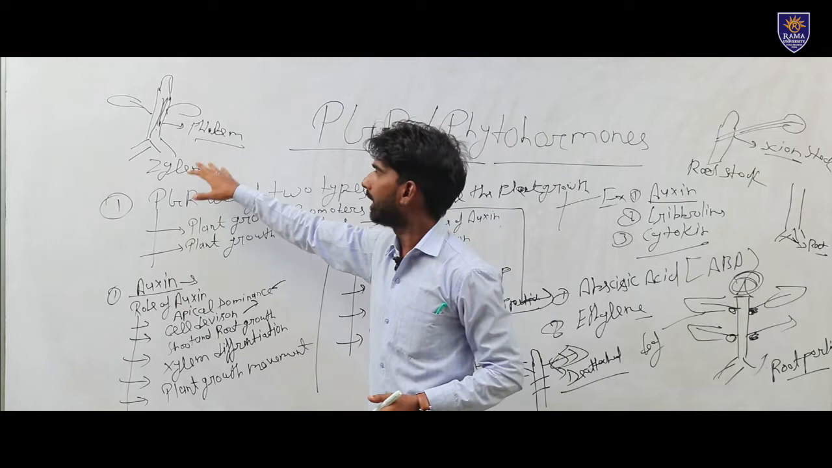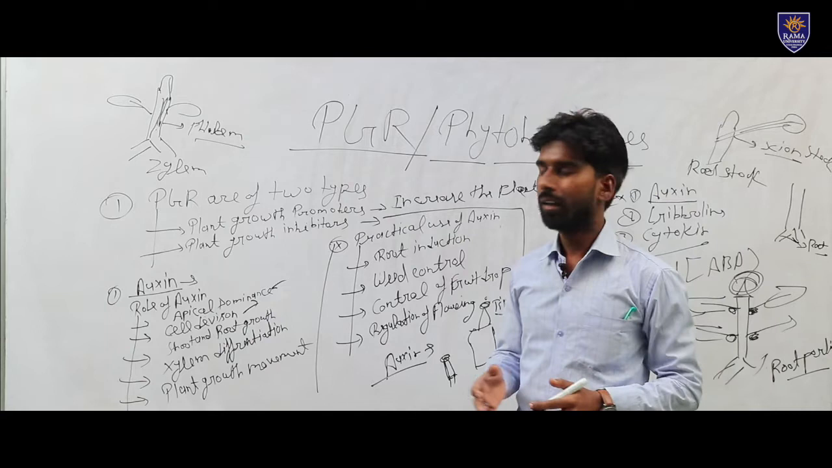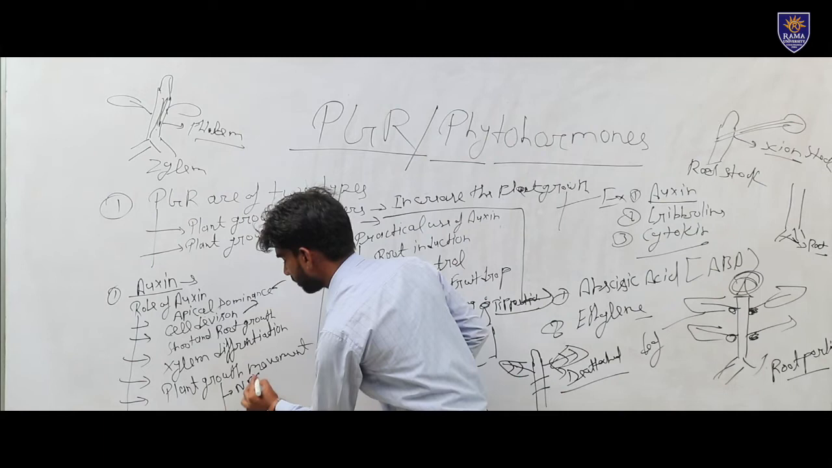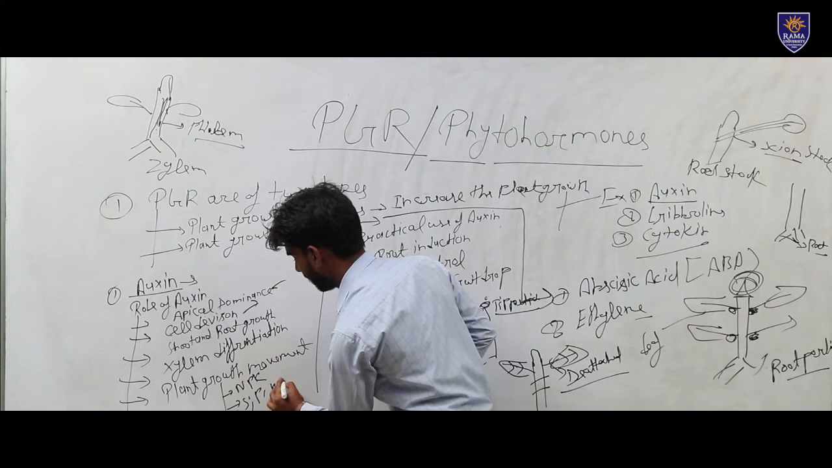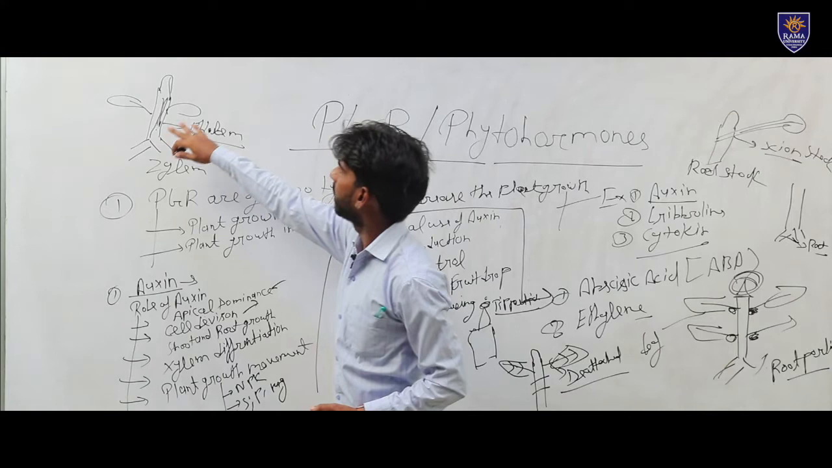And the fifth is plant growth movements. When auxin is used, after some time we see that auxin helps plant growth movement, because when we apply NPK, sulfur, phosphorus, and magnesium to the plant, they are taken up by the xylem and around the phloem.